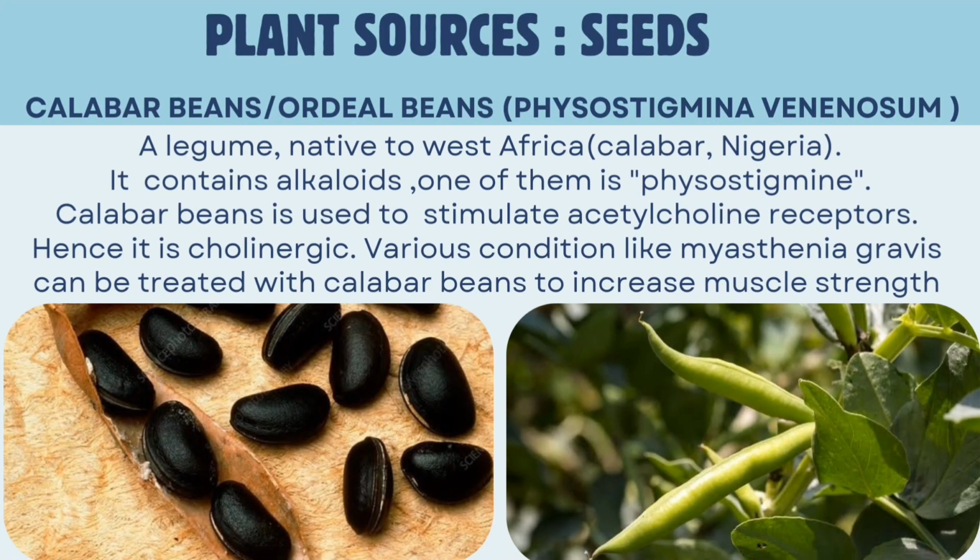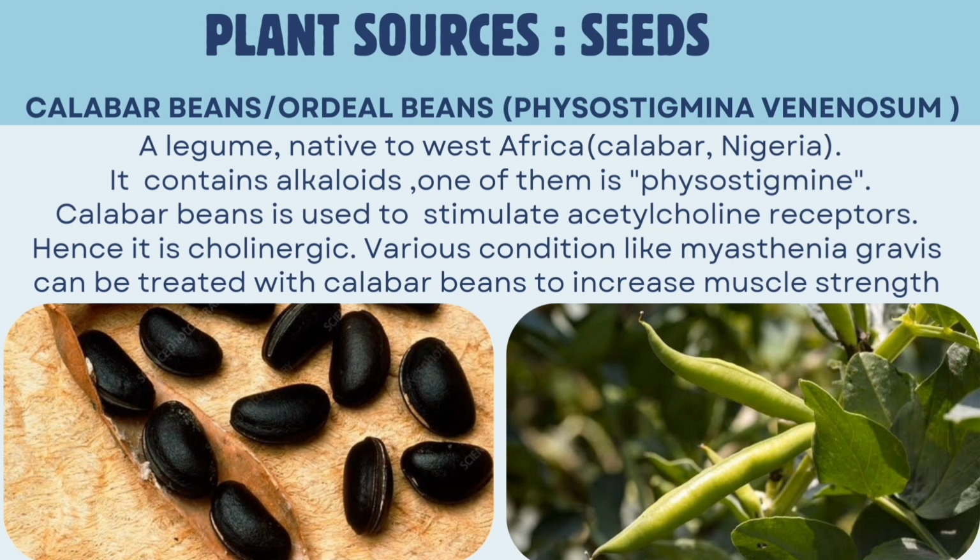The next part of plant source are the seeds. An example is the Calabar beans or odeo beans, also called Physostigma venenosum. It is a legume native to West Africa, Calabar to be precise, in Nigeria. It contains alkaloids and one of them is physostigmine. Calabar beans is used to stimulate acetylcholine receptors, hence it is cholinergic. Various conditions like myasthenia gravis can be treated with Calabar beans to increase muscle strength.